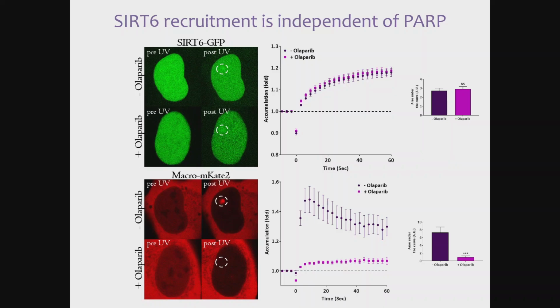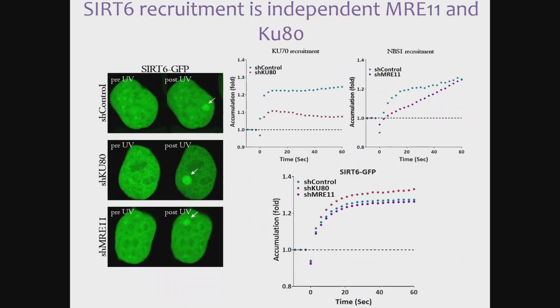So we know that the experiment is working, but SIR6 couldn't care less. Then we silence the Q80 or MR11 from the different complexes. This is from the non-homologous end joining, and this is from the homologous recombination complex. These are the sensors. And again, on their own control, Q70 cannot come, NBS is impaired, but SIR6 comes anyway, and in some cases even better. So SIR6 was independent of any other sensor that was known.